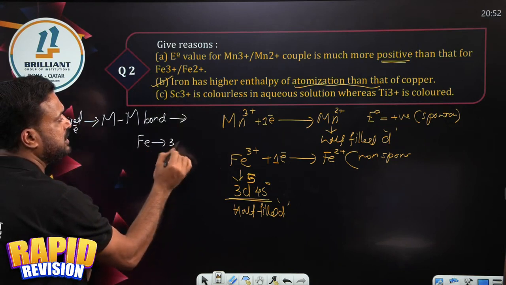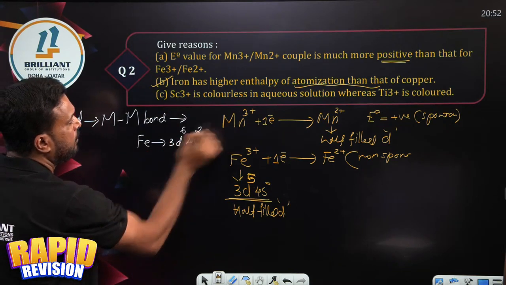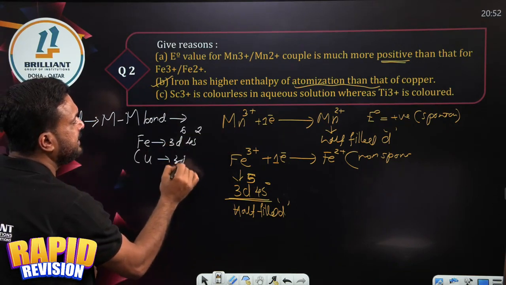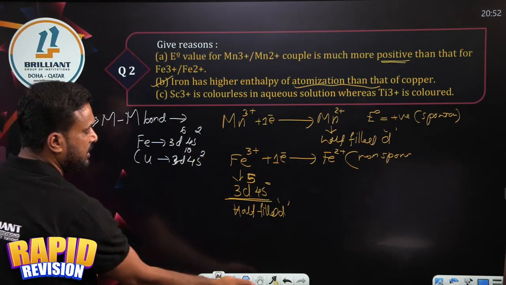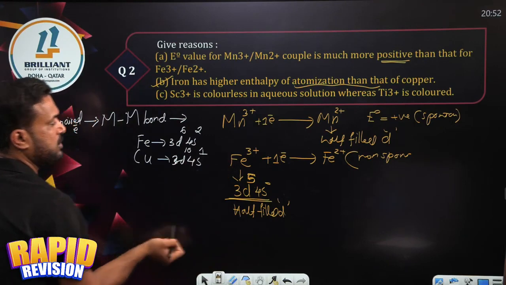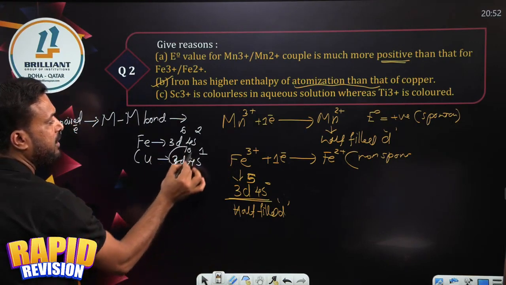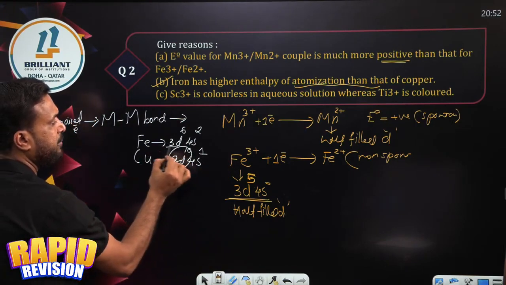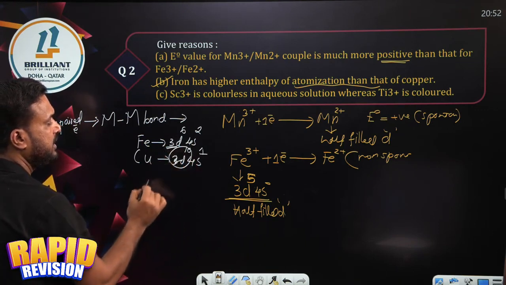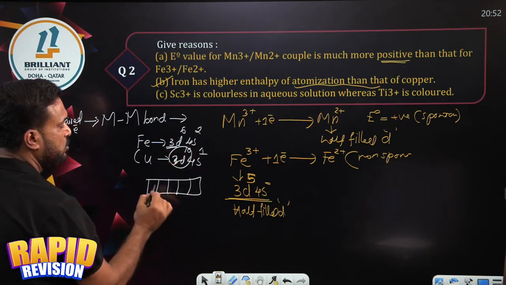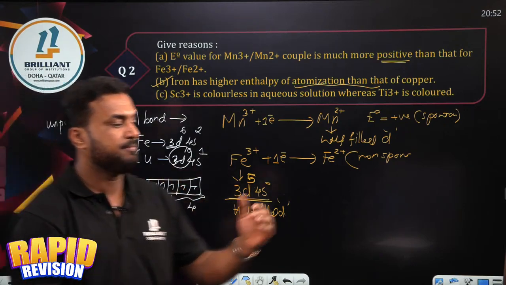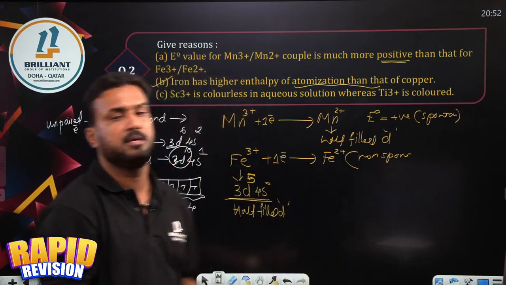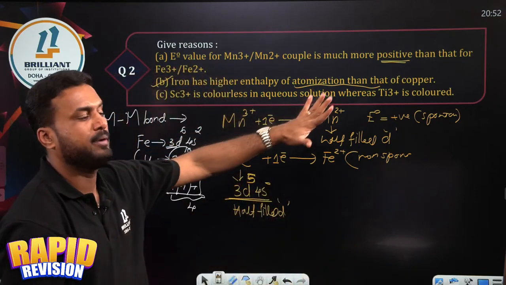Fe, what is the electronic configuration? 3d6 4s2. What about copper? Copper is 3d10 4s1. Then you know that here there is no unpaired electron. In the case of iron, how many unpaired electrons will be there? 3d6 means you know how to arrange, right? So 1, 2, 3, 4, 5, 6. How many unpaired electrons are there? 4. So iron has 4 unpaired electrons, whereas copper has no unpaired electron.